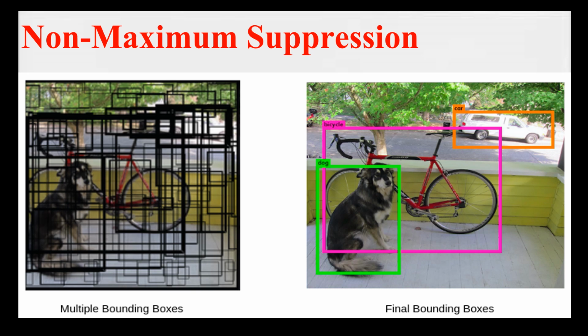Next comes non-maximal suppression. Objects in the image can be of different sizes and shapes, and to capture each of these perfectly, the object detection algorithm creates multiple bounding boxes, as in our left image.